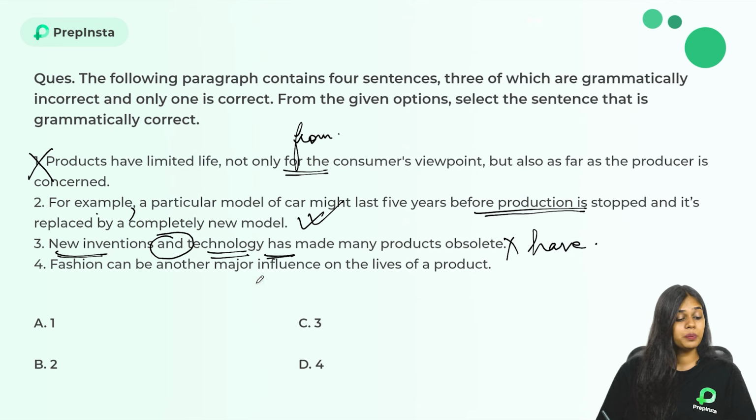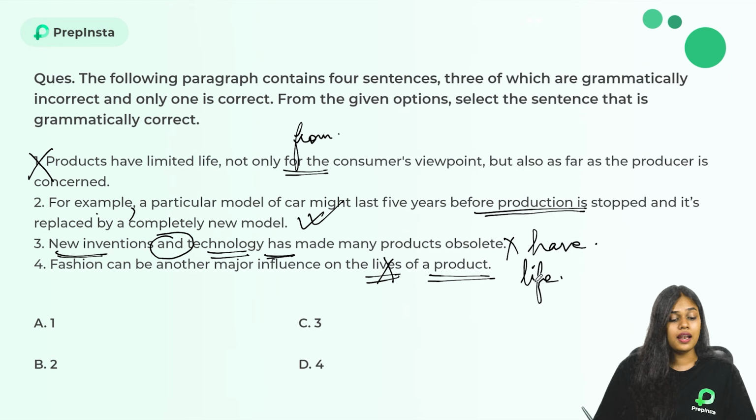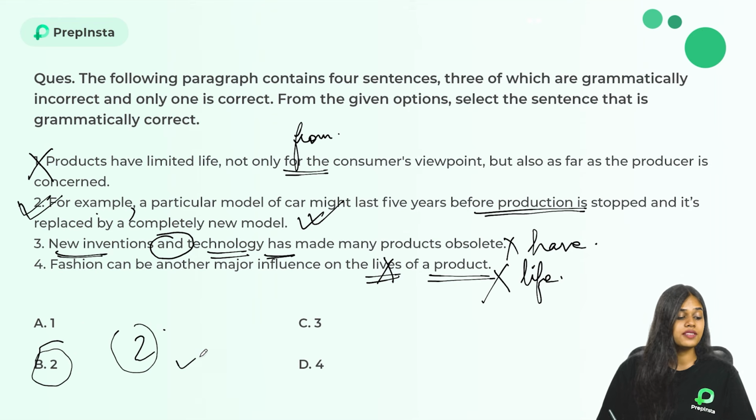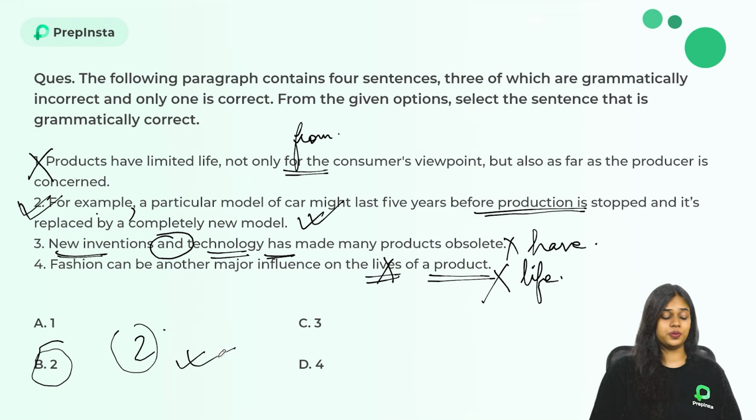Fashion can be another major influence on the lives of a product. Again, since product over here is singular, we cannot use lives. Instead, we have to use life over here. All right. So again, this sentence is incorrect and the answer becomes statement 2 or option B. All right. Answer becomes statement 2.